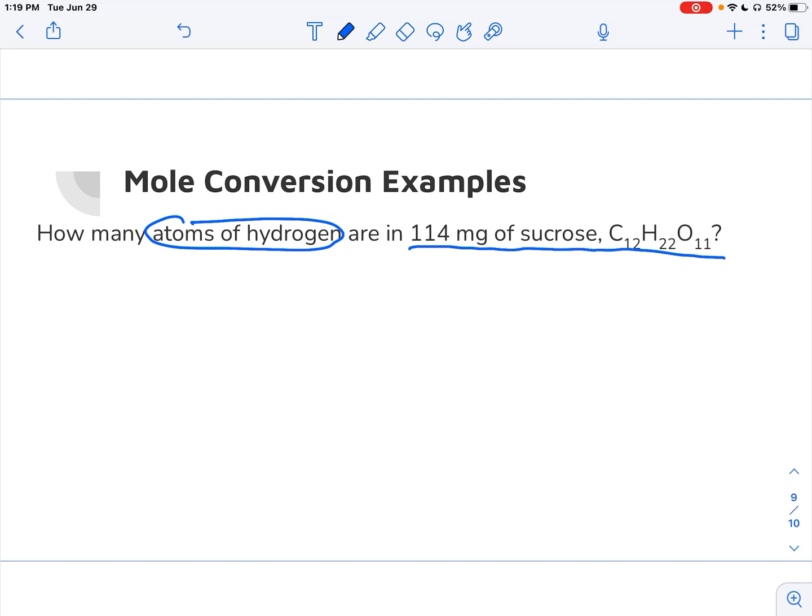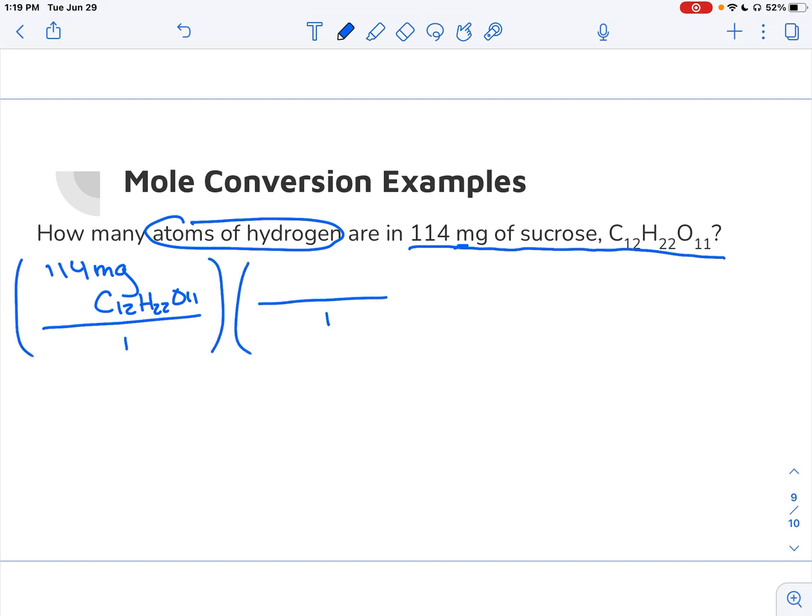So the first thing you might notice is that we have milligrams here. On all of our stoichiometry stuff, we talk about grams. Molar mass is in grams. We need to make this number in grams. Okay, so we're going to convert milligrams to grams. To do that, you put milligrams on the bottom so that they cancel out. And we're going to put grams on the top.